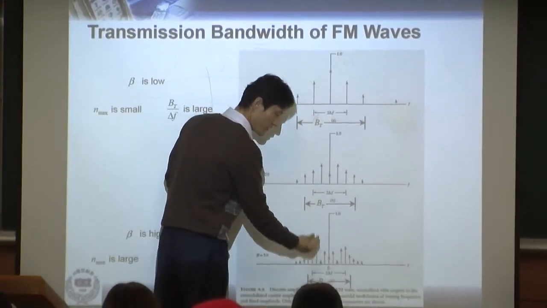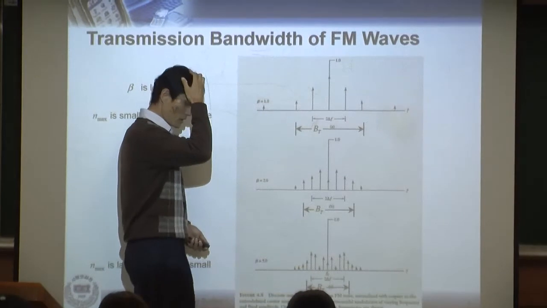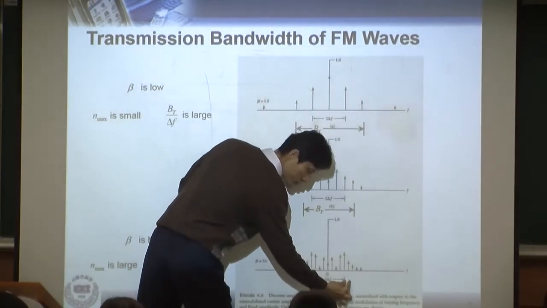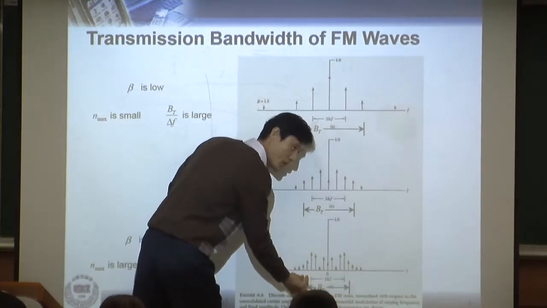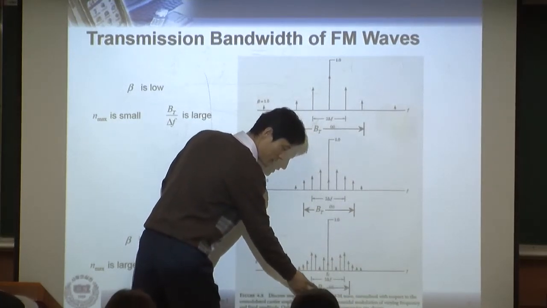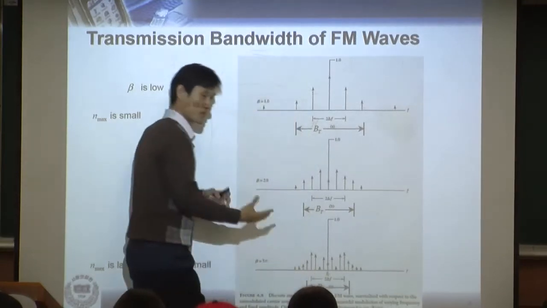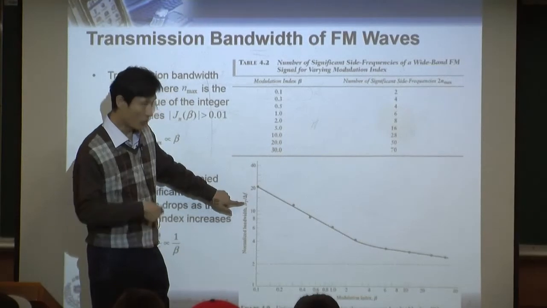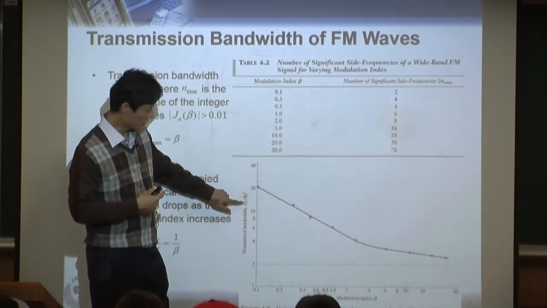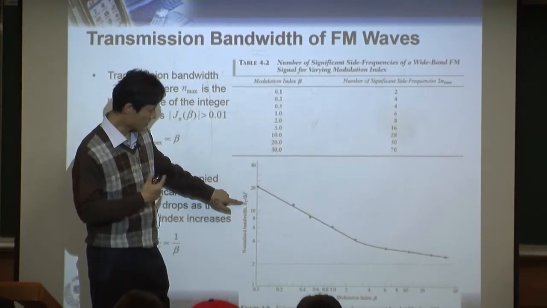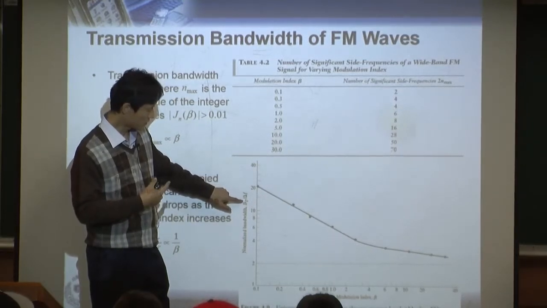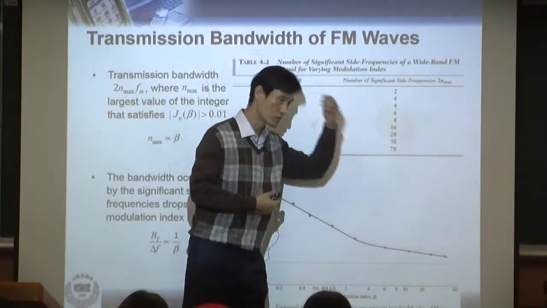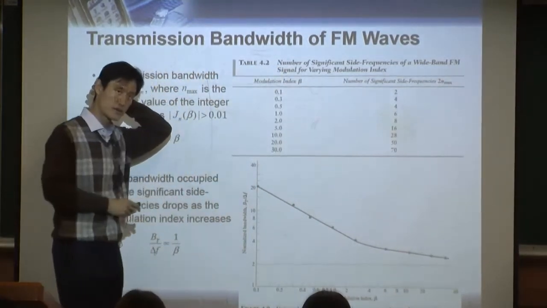So eventually this fm is going to be very, very small. So bt is the same as 2 delta f plus 2 fm, but this 2 fm is very small. Therefore, bt is going to be almost the same as 2 delta f. So going back to this graph, bt is almost the same as 2 delta f. If you divide bt by delta f, this value approaches 2 when the modulation index is getting higher.